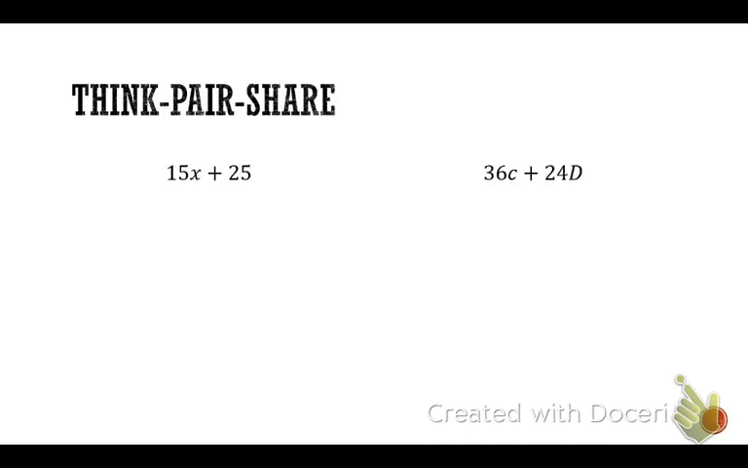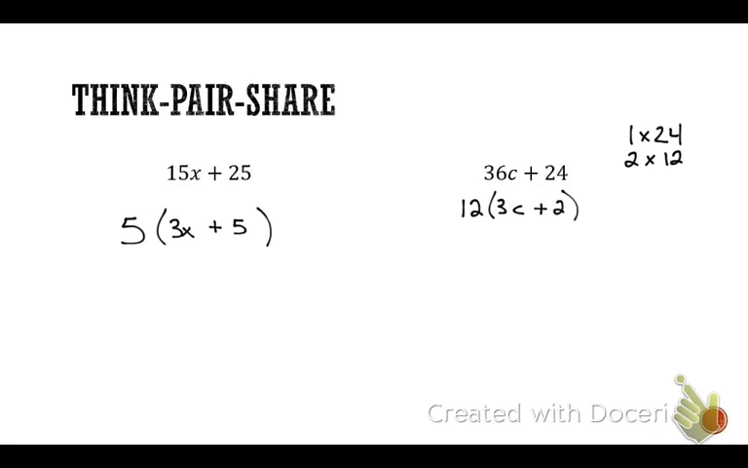Everyone together, what factor did you pull out of the first one? 5. And what's left inside? 3. Perfect. Awesome. Good job. Now, on the second one, class, what factor did you pull out? 12. Does everybody agree 12 is not the only factor that's in common? But it is the biggest one. So if you say, oh, 2 is a common factor, that's not the biggest one, so you're going to do all your factoring, and it's not going to be correct. 12 is 3c plus 2 is inside. Okay, how'd you do? All right, from what I could see, you guys did great on that, so that's awesome.